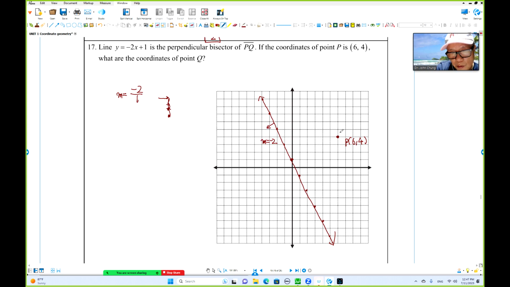What is the slope of the other one? It must be the negative reciprocal, 1 over 2. Using this one, you can make a graph. 2 units right, 1 unit up. That's the point. To the left, 2 left, 1 down, 2 left, 1 down, and again. That's the point.